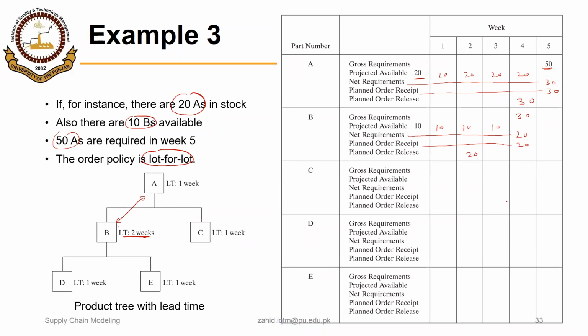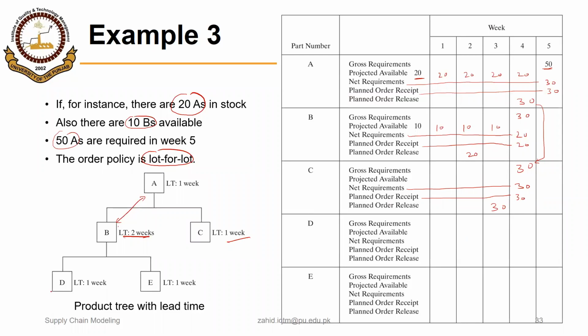For C, now C is the component of A, so we will have this 30 as the gross requirements. There is no scheduled receipt, so this 30 will be the net requirement. This 30 will be the planned order receipts. Lead time for C is 1 week, so planned order release of 30 one week prior.